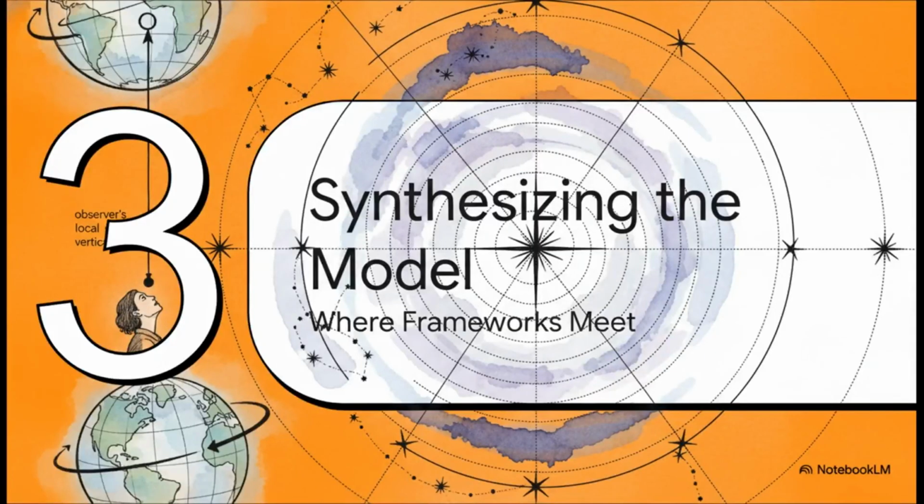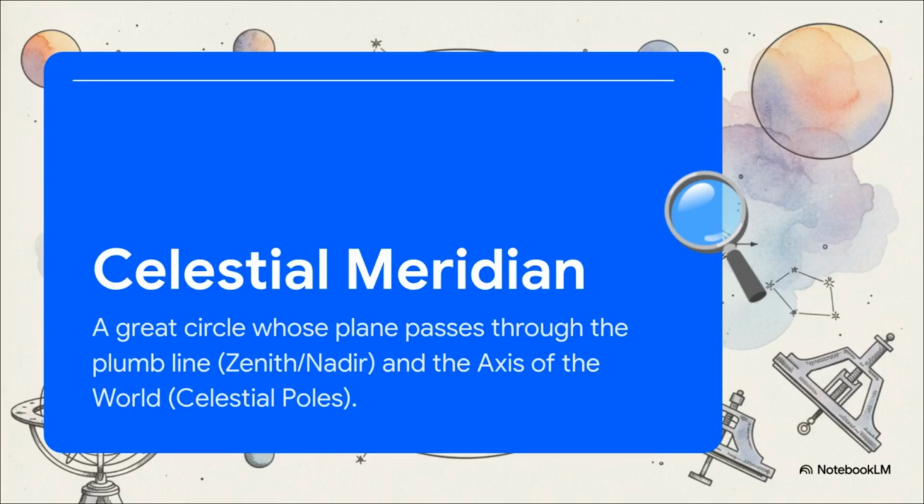All right, we have now constructed two completely independent systems. One is based on you, the observer, with your zenith and horizon. The other is based on the Earth's rotation with its celestial poles and equator. The most important, most useful points on our celestial map are found where these two systems intersect and overlap. The crucial element that connects these two systems is the celestial meridian. This is a unique great circle.